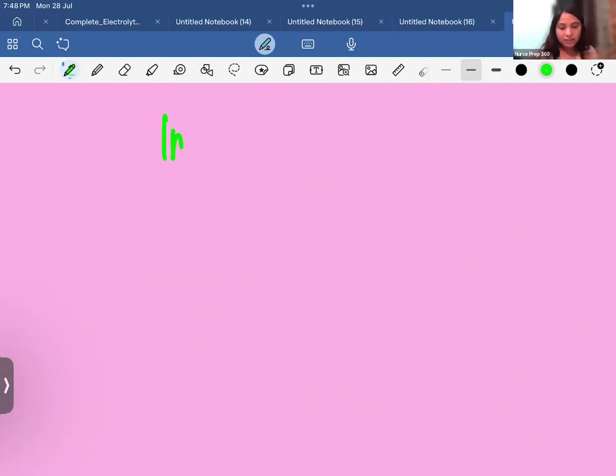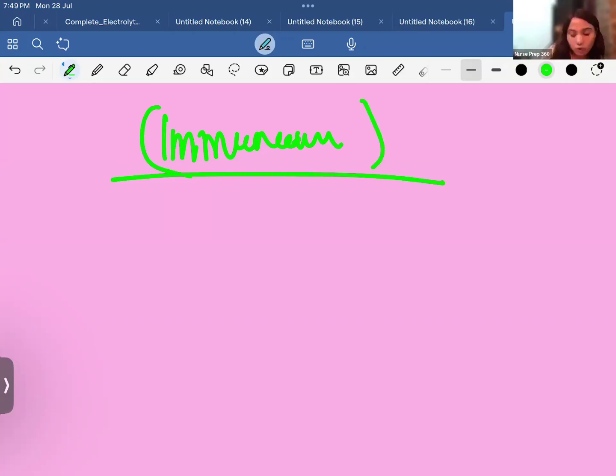Next are people who are immunocompromised. Our airway takes everything from the outside environment. Can you tell me 5 people who are immunocompromised? Autoimmune disease conditions, cancer patients, dialysis patients, HIV, CKD.